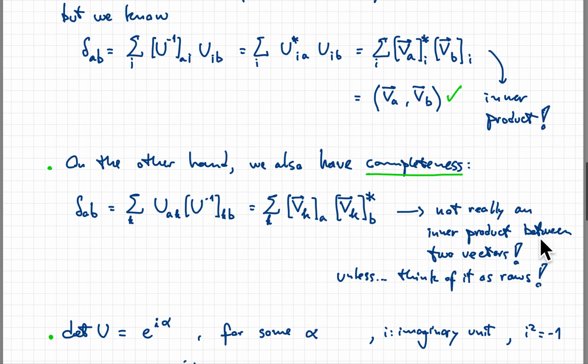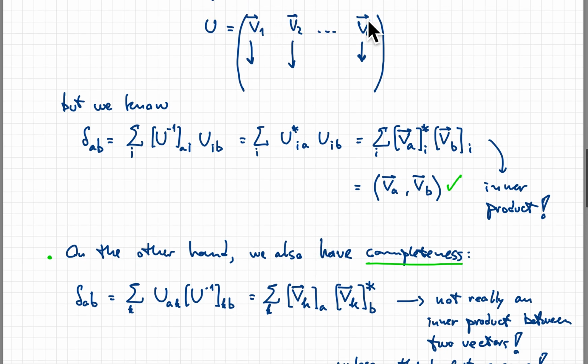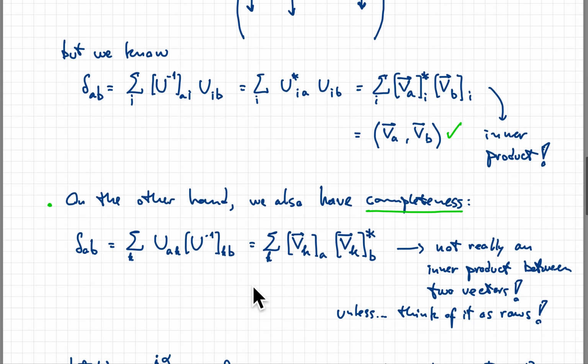So it's not really an inner product between the two vectors if you think of these vectors as being the columns, but rather it's a different kind of statement.